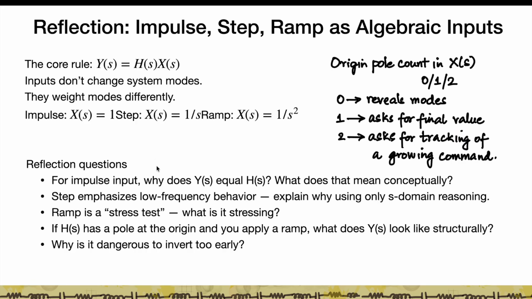Now use this reflection as a self-test. The most important takeaway is origin pole counting. Impulse has 0 origin poles, reveals modes. Step has 1 origin pole, emphasizes s equal to 0, steady state. 2 origin poles for the ramp, stresses s equal to 0 and tracking of growing command. So if H(s) has a pole at the origin and you apply a ramp, Y(s) has 3 origin poles and the time response grows like t squared by 2. That is a kind of statement you should be able to say without any anxiety because it's structural.